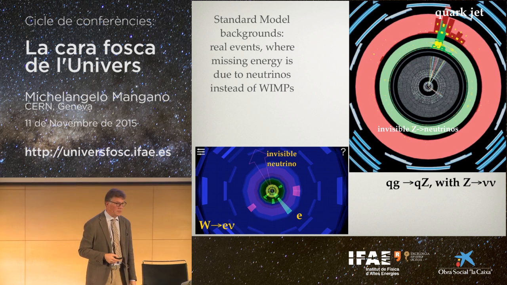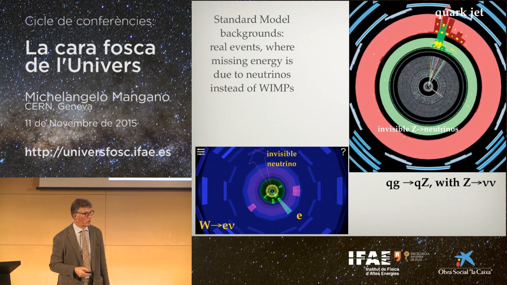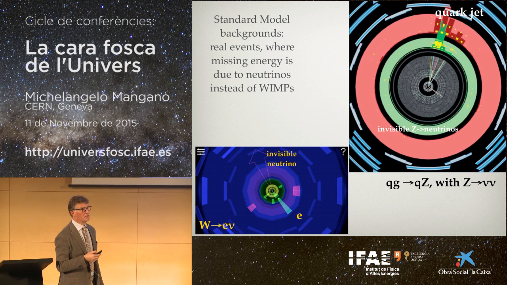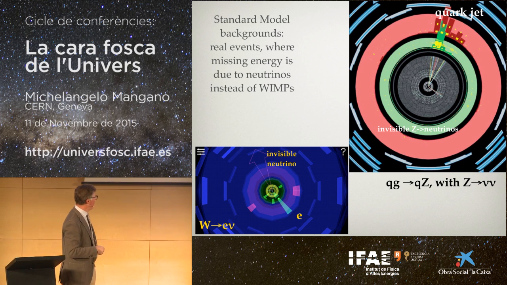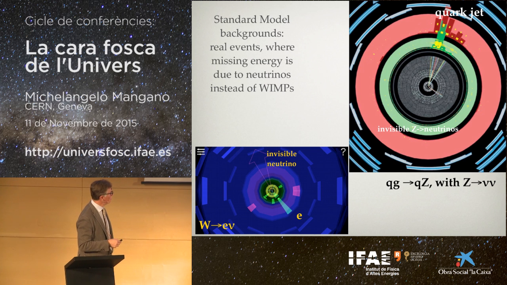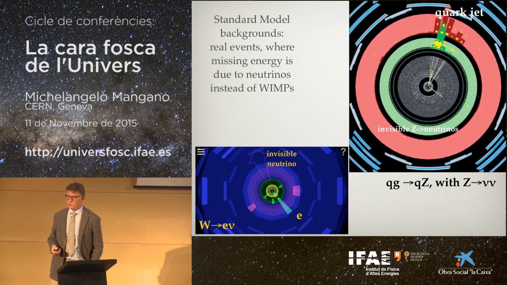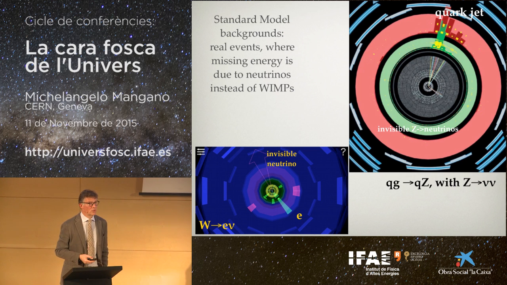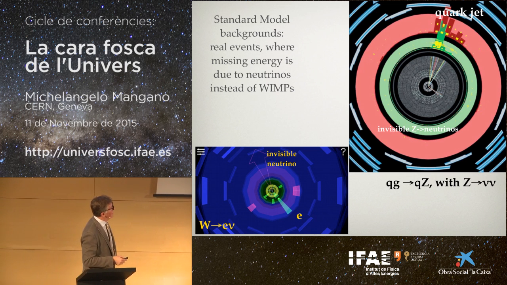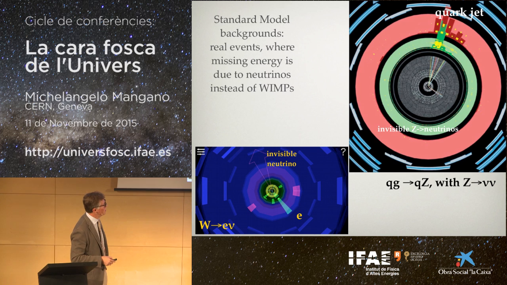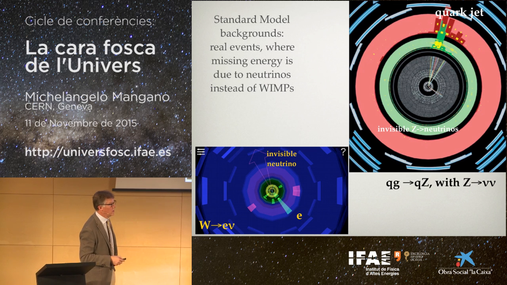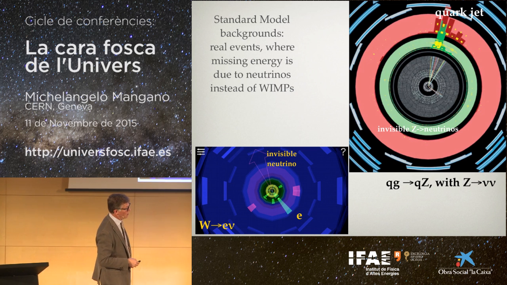Now, one of the problems is that there are other processes in the standard model that would look exactly the same, and that's why it's very hard to look for dark matter at the LHC. For example, I can produce a W boson. The W decays to an electron and a neutrino, and the neutrino also interacts very, very weakly, and we wouldn't see it. Or we could have the production of a quark with a Z, and the Z goes itself to neutrinos. So this is an example in which there is a jet on this side and nothing on the opposite side. But this is interpreted as being the production of standard model objects.